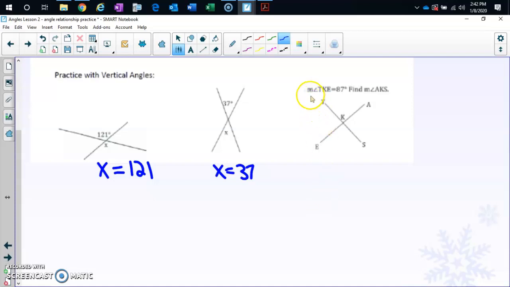This says the measure of angle TKE. That's what that little M means. Measure of angle TKE equals 87. Find the measure of angle AKS. AKS is right over here. They are vertical. That is 87 degrees. The measure of angle AKS equals 87 degrees.